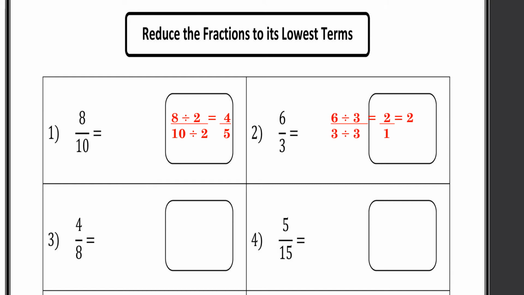Now 6/3. Now both of them come in the table of 3. They are easily divisible. Now the fraction formed here will be 2/1, and when we reduce it to its lowest term, that is 2 only. Next is 4 upon 8. Now 4 upon 8, when you divide it by 4, you will get half. Then 5 upon 15. Now 5 upon 15, when you divide both the numerator and the denominator by 5, you will get 1/3 as the lowest term.